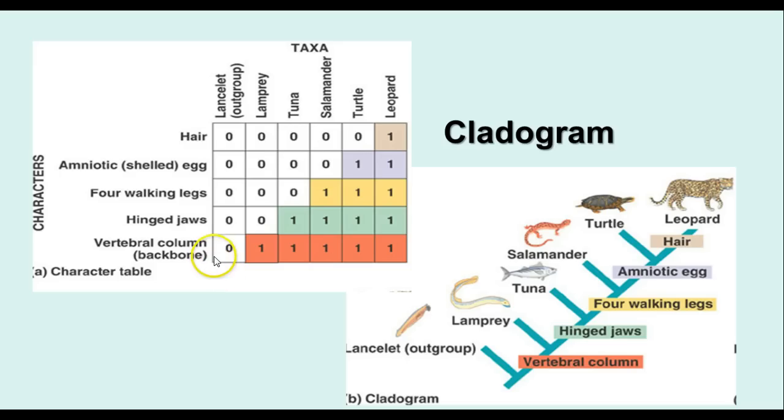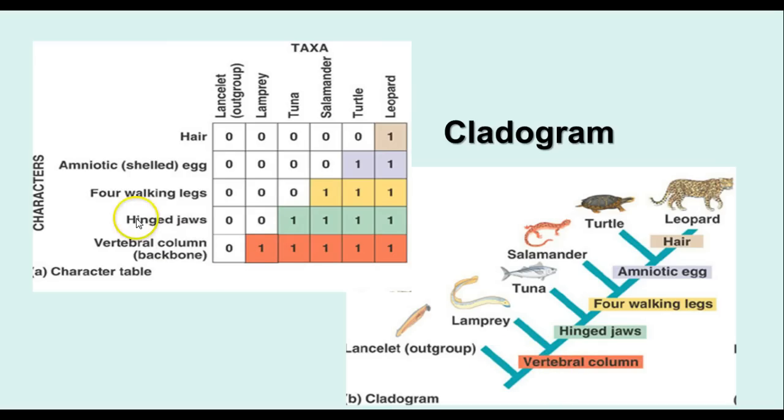Okay, if we have a lancelet, which is a non-vertebrate chordate, we have a lamprey, which is a type of primitive fish-like eel. We have a tuna, a salamander, a turtle, and a leopard. All of them are chordates, but the lamprey, tuna, and salamander all have a backbone, so they're what we call vertebrates. So here's the derived character of the vertebral column.